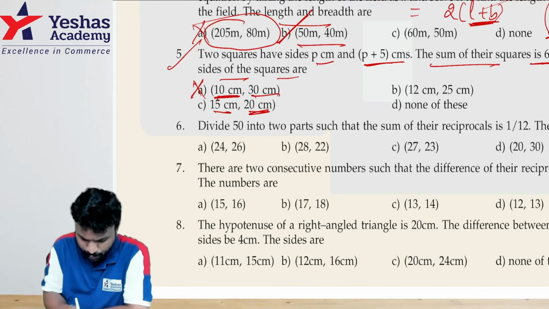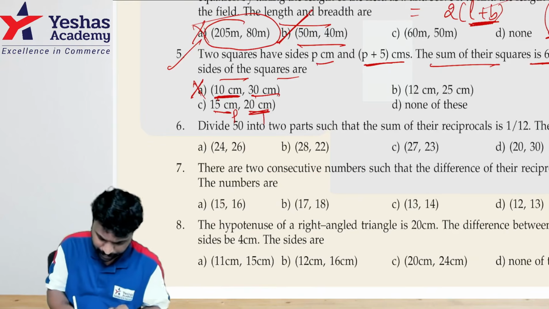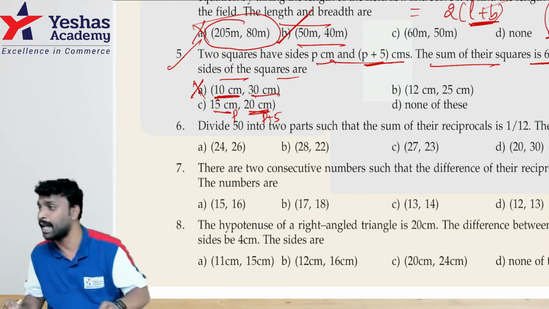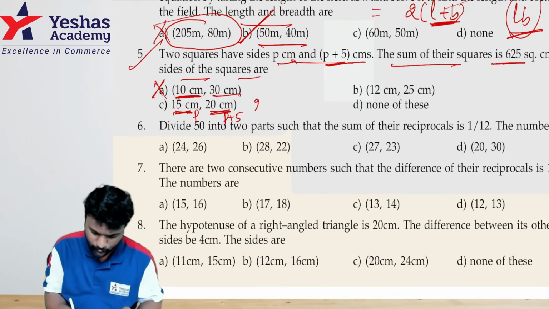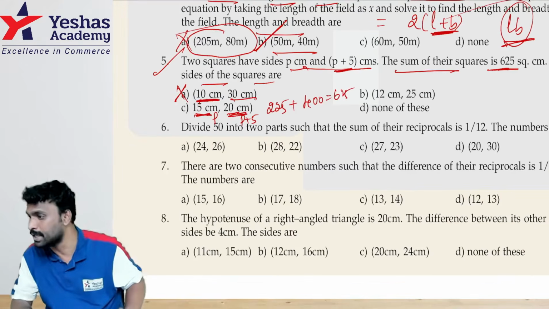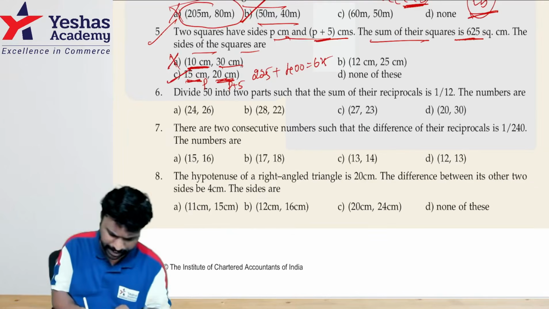How about option C? 15 centimeters and 20 centimeters. If I let 15 centimeters be P, 20 centimeters will be P plus 5. So the first condition is satisfied. The second condition is the sum of their squares. What is the square of 15? 225, and the square of 20 is 400, and the sum of their squares is 625. So even the second condition is satisfied. Option C is the right answer. Moving on to the next question.